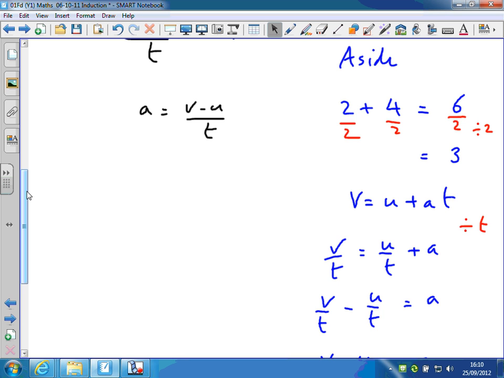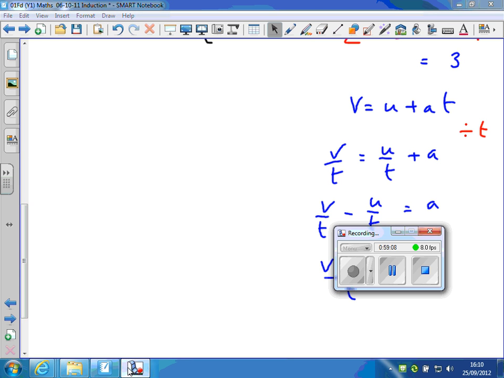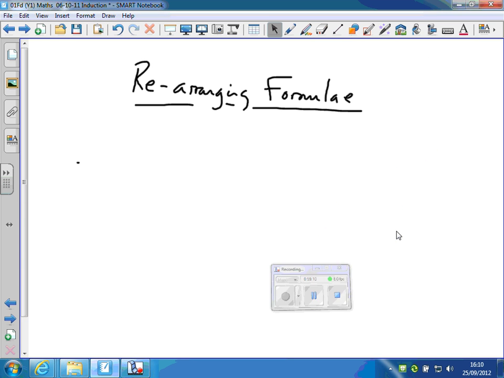Okay? I've done a lot of algebra and rearranging formulae. Any comments? Backbench, first tell me something you've learned today about rearranging formulae. Reverse the process, right.